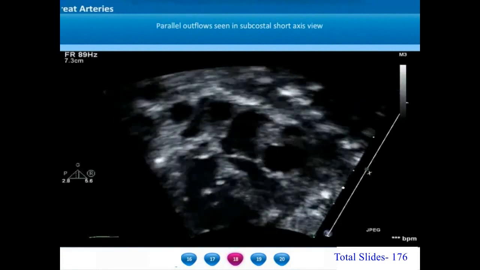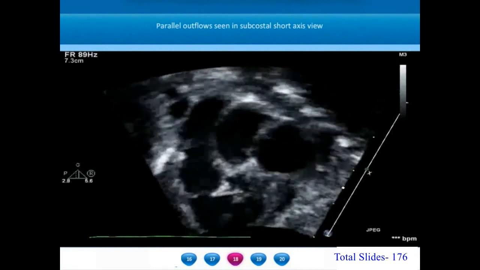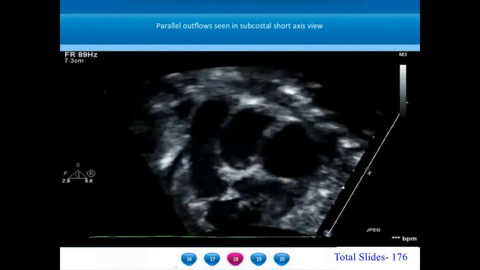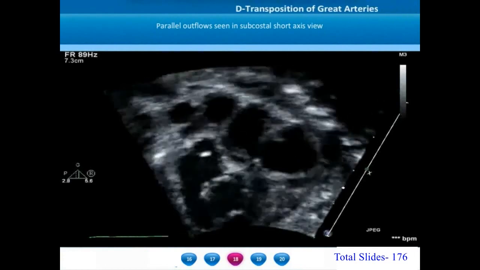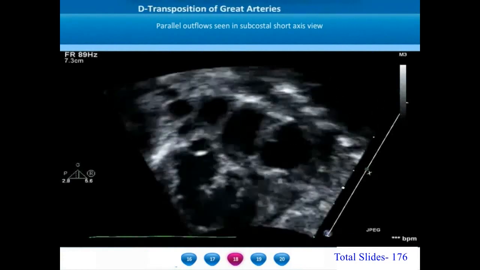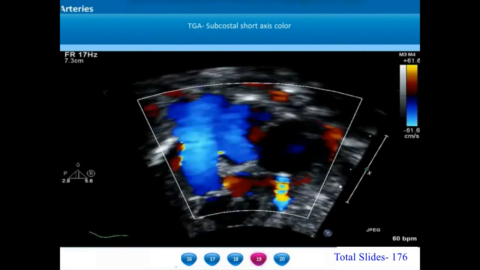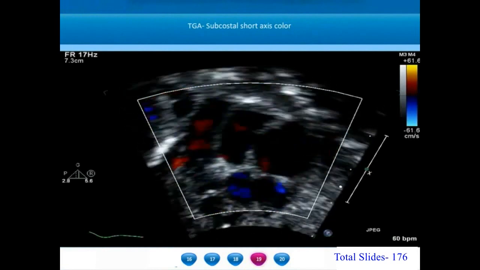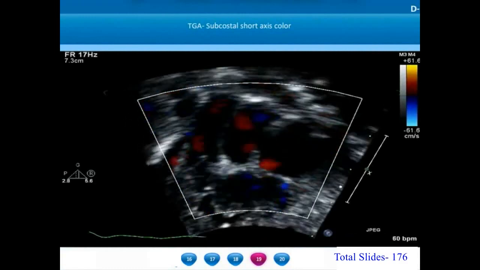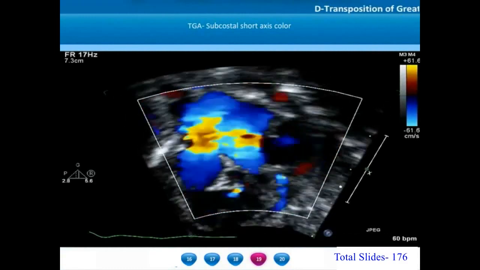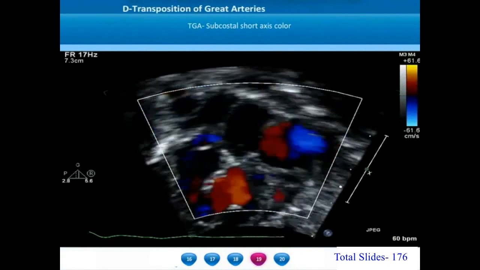On a magnified subxiphoid view, we can notice the parallel outflow tracts originating from the right ventricle and left ventricle. The anterior great artery is the ascending aorta and the posterior great artery is the main pulmonary artery. On color Doppler view from subxiphoid short axis, we can notice the parallel great artery relationship. The ascending aorta and the main pulmonary artery course parallel to each other. They do not cross over.